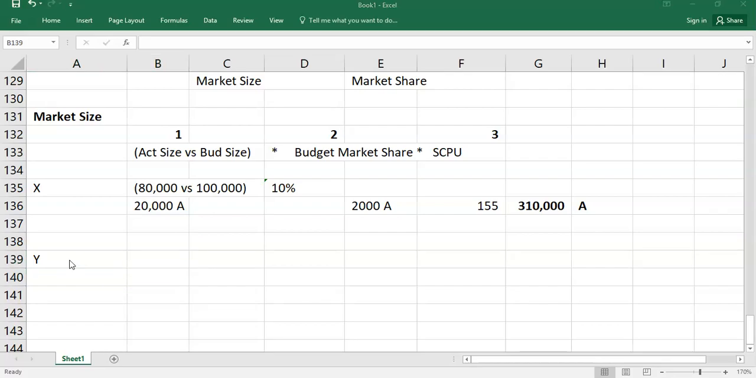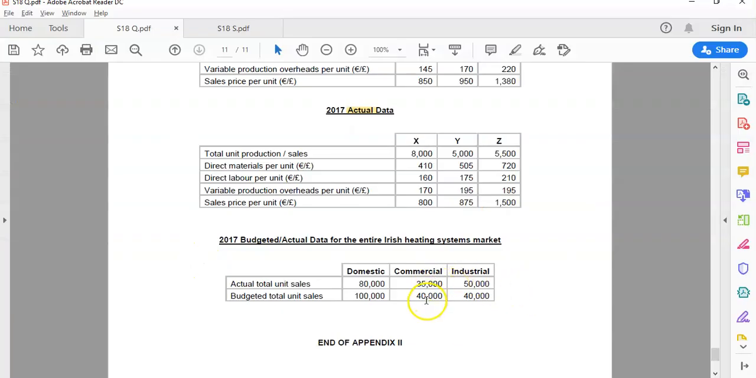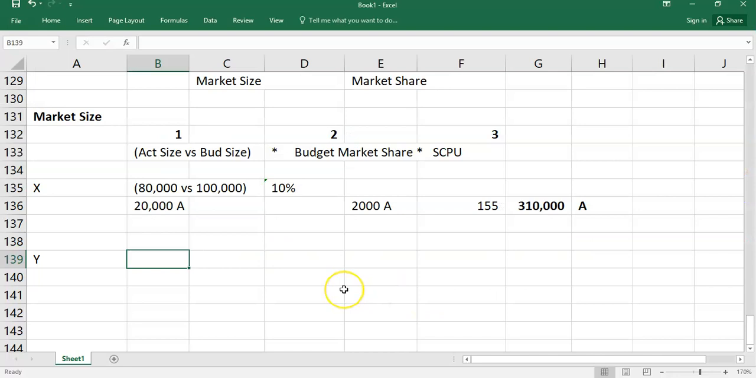So Y, same logic. Industry expected size was 40, it actually only was 35.